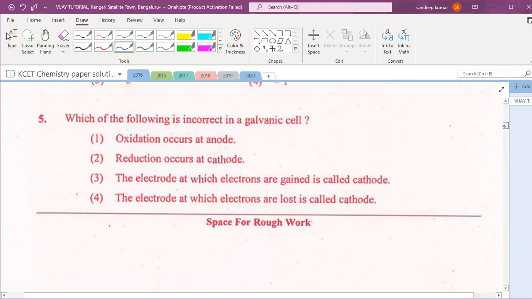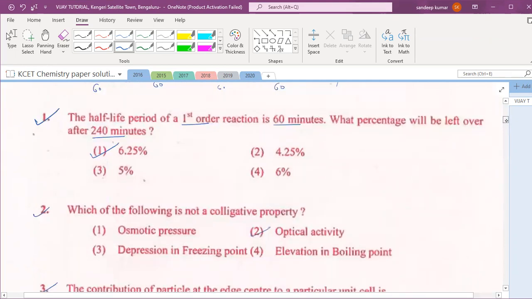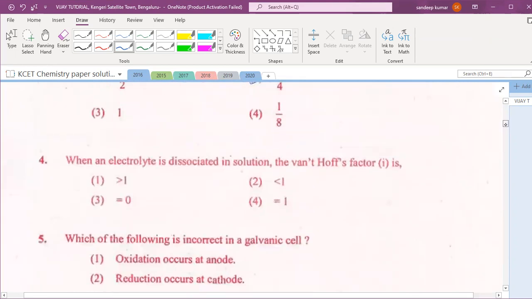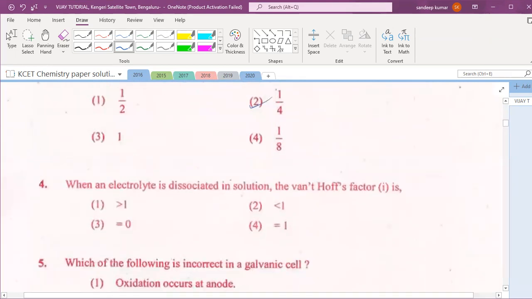See, question number 4 they asked from the solution. Van 't Hoff factor related question is there. This is actually deleted for the 2021 batch. But you should know when an electrolyte is dissociated, in that case i is greater than 1. A is the correct option. These questions will not be asked for 2021 because this is deleted already.